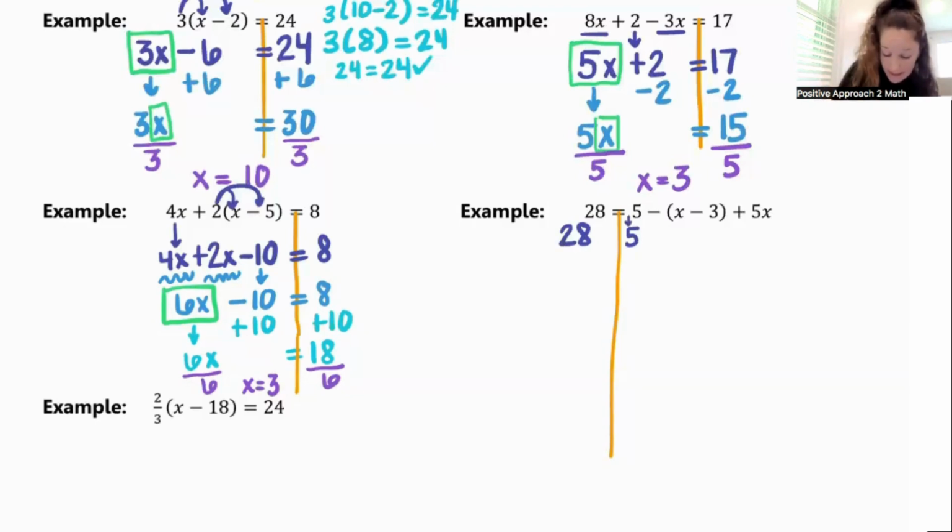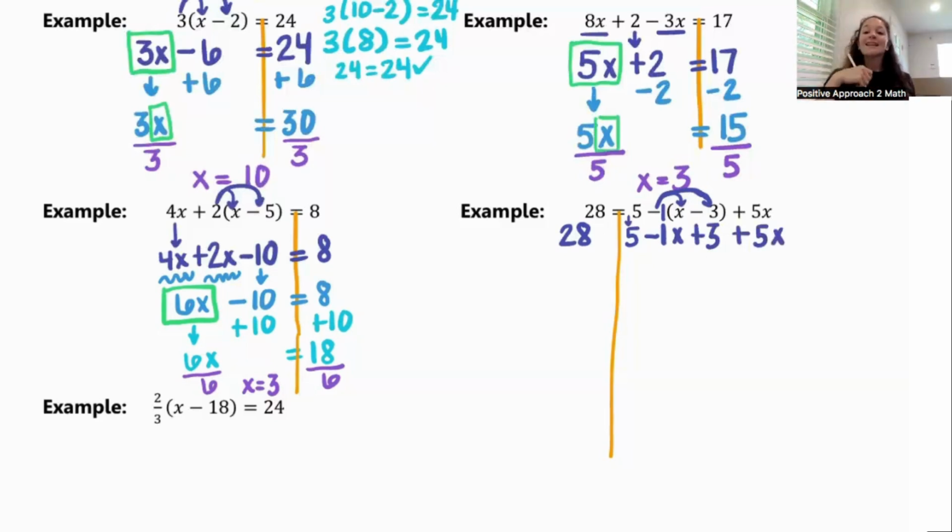Okay. Let's distribute this negative. Remember, that's like having a -1 in front. So we're going to do -1 times x, which will leave us with -1x. You can just write -x, that's okay. And -1 times -3 will give us a +3. And then I'm going to bring down my plus 5x.